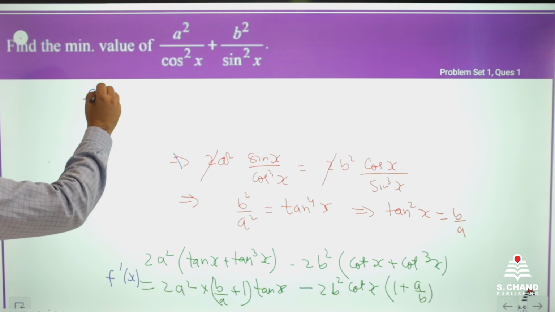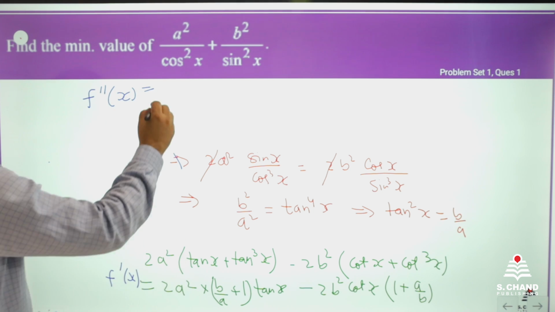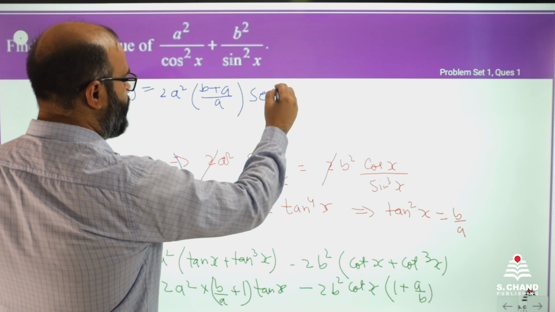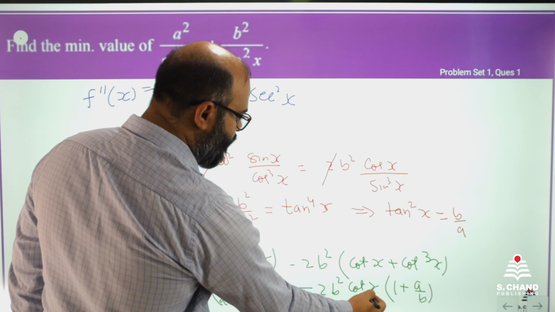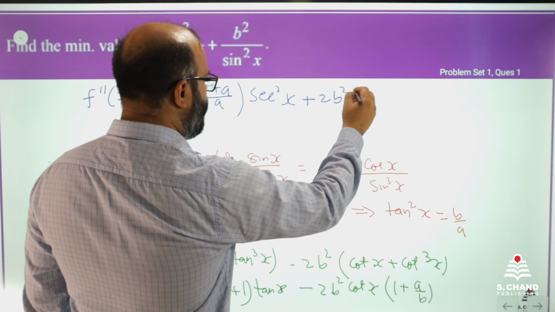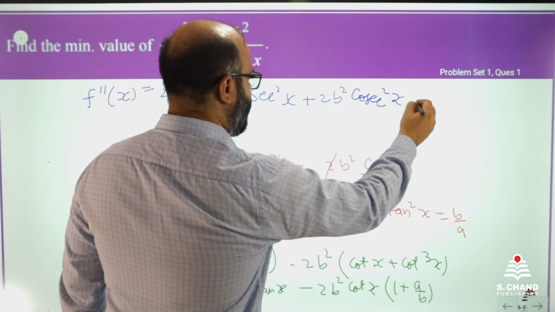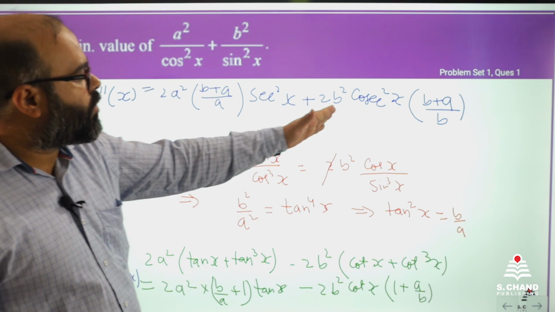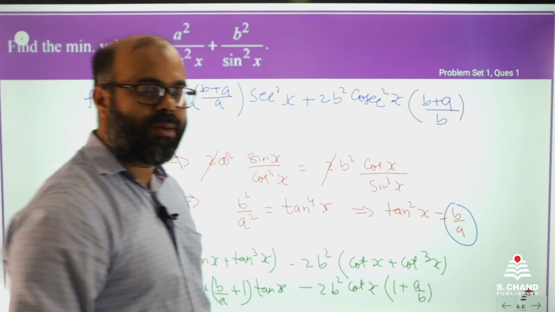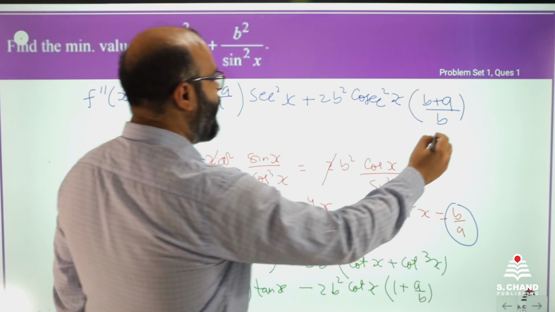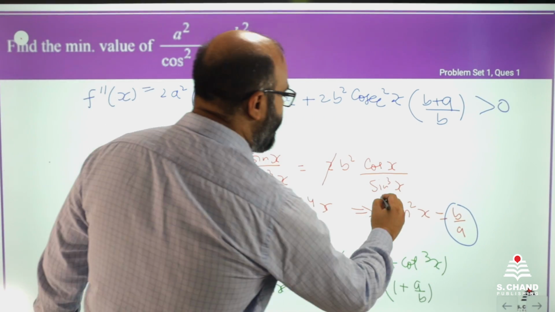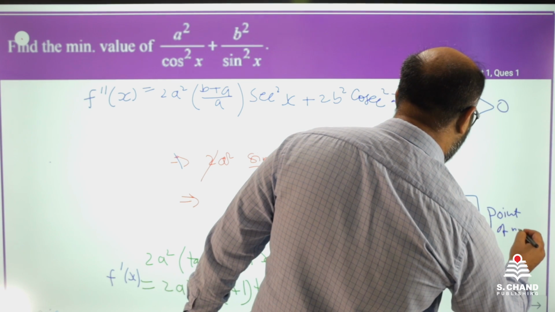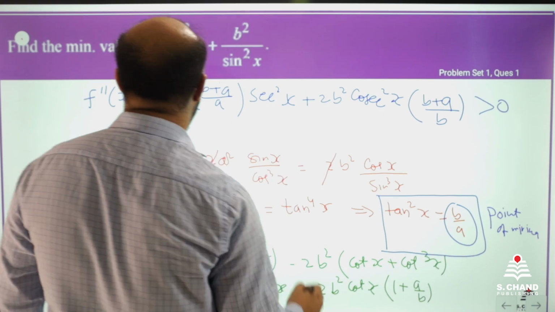Now if we take the double derivative here, what will it give you? 2a square into b plus a by a into sec square x. That is the derivative of tan x. And what is the derivative of cot x? Minus cosec square x. So 2b square cosec square x into b plus a by b. Now as we know that sec square x and cosec square x both are positive, and taking b and a as positive, this double derivative is positive. So this is a point of minima. So we can say that this is a point of minima. So if this is a point of minima, we can of course find the minimum value.